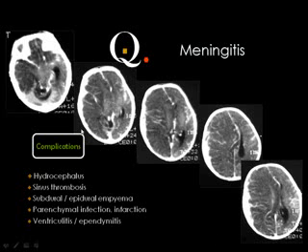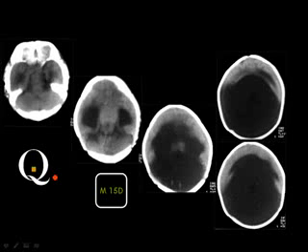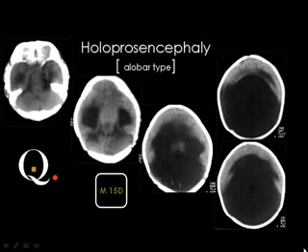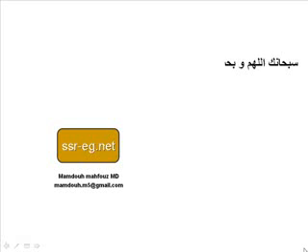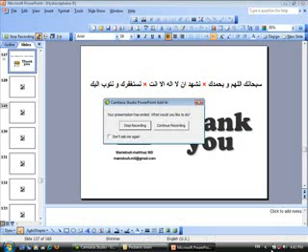These are the complications of meningitis, including hydrocephalus, sinus thrombosis, subdural and epidural empyema, parenchymal infection and infarction, ventriculitis, and ependymitis. Yes, this is holoprosencephaly, a lower type, and thank you very much.